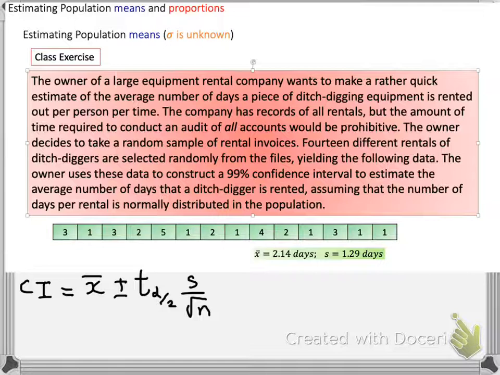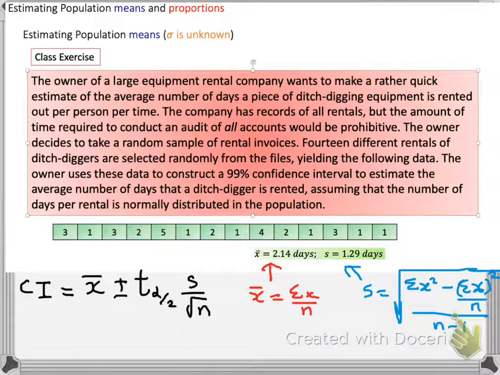Okay, so the data is provided for us. From that data, you can calculate your sample mean, x bar. You will recall that in chapter 3, we talked about descriptive measures of data and how to calculate some of these descriptive measures. One of the most basic ones was the sample mean. To calculate the mean, just add together all the data values and divide by the total number of things you have in the set. So if you do that for this data set, you will see that your sample mean is 2.14 days.